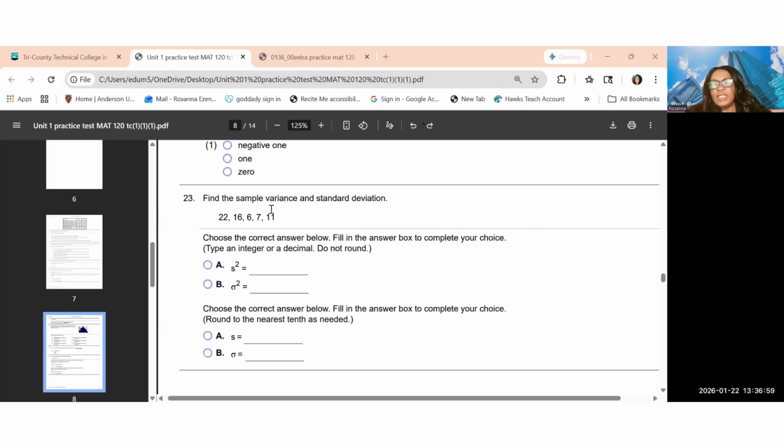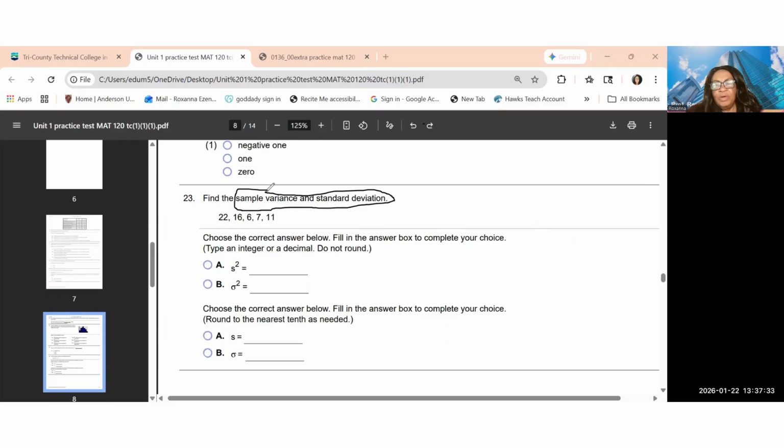So I'll put this data in number 23. I'll go to Start, Edit, and I'll clear L1, put the data in L1. First of all, I am told that this data is a sample. I'm told to find the sample variance and sample standard deviation.